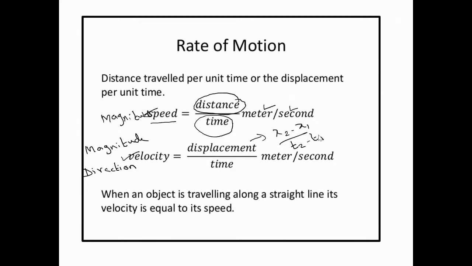When an object is traveling along a straight line, its velocity is equal to speed. I told you just before, when the object is moving on a straight line, the velocity must be equal to the speed. Both give you the positive value. Understand?